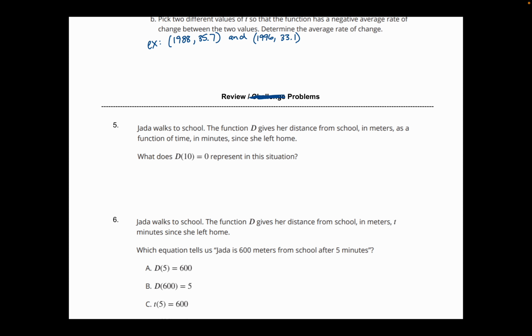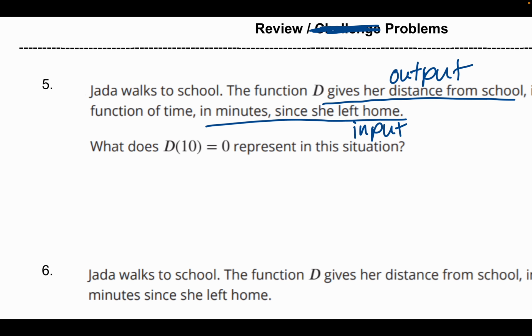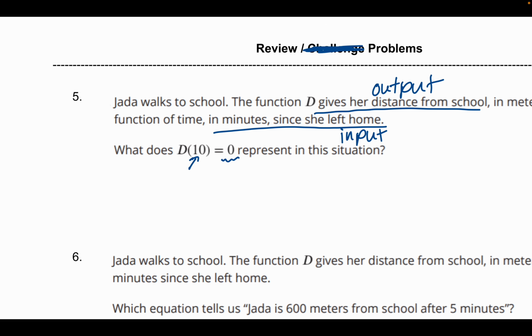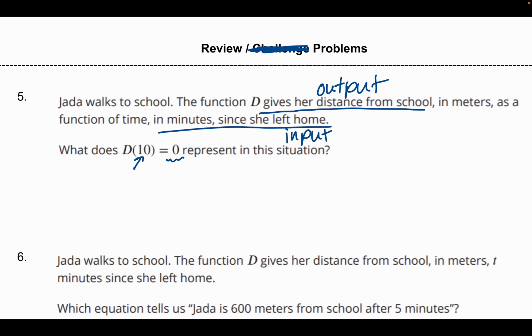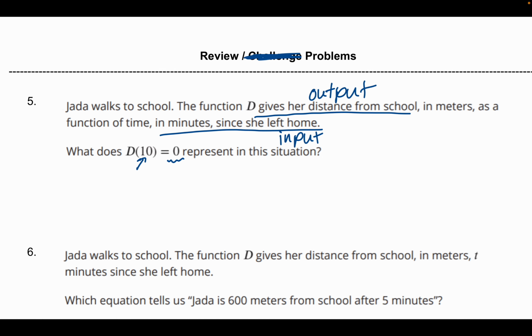So it's giving her distance from school, so that's our output. And then it's a function of time in minutes since she left home, which is our input. So the input is 10 in this situation, right? This was our input. And that gave us an output value of 0. So this means she left from home, walked for 10 minutes, and at 10 minutes, she was then at school because she is 0 meters from school.